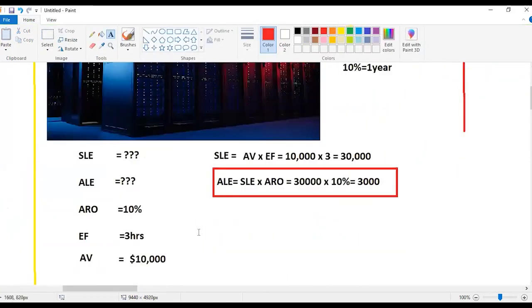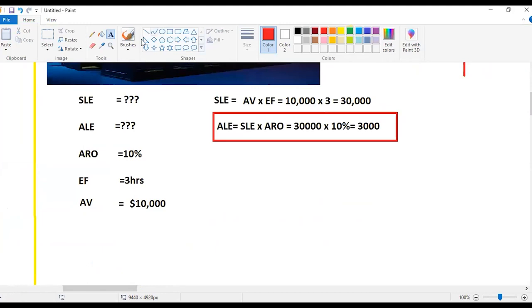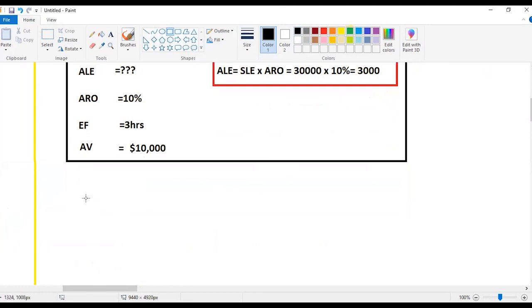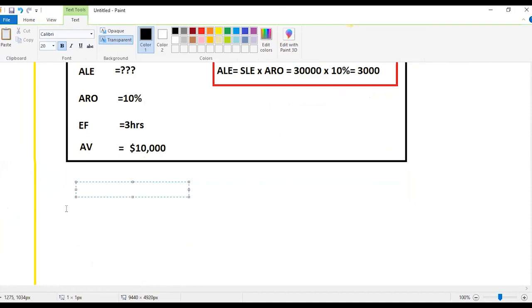So anyone here having doubt understanding these equations? Sir, I didn't understand what all this SLE was. Could you revise all of this for a second, sir? Okay, not a problem for me. But just give me some time.